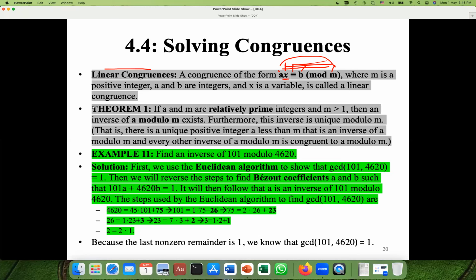And now we have a theorem. Keep this form in your mind, and then read this theorem. If A and M are relatively prime, what is relatively prime? When their GCD is 1. Okay? This is the actual thing.